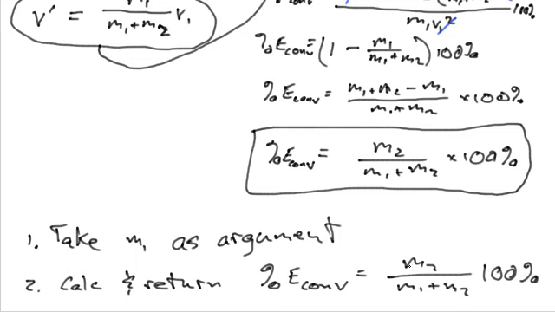That one I should be able to do in my head. If they're equal to each other, then it's like that's an M. M plus M is 2M, so I get just 1/2, and it should turn out to be 50%.